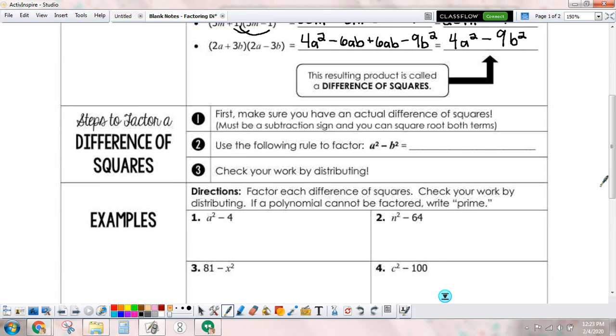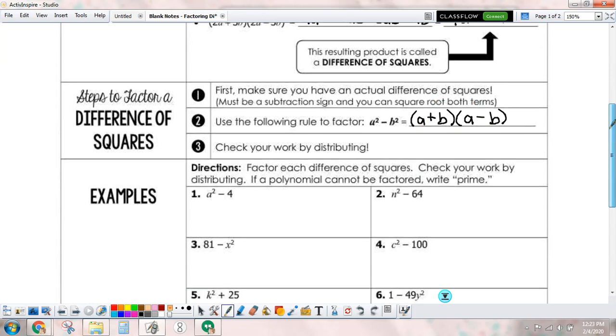And then step 2 is to use the following rule to factor. So if you have a squared minus b squared, what you're going to do is you're going to have a plus b in one and a minus b in the other. Okay, so your difference of squares is always going to have plus and minus and then the same 2 terms. And then you check your work by distributing.